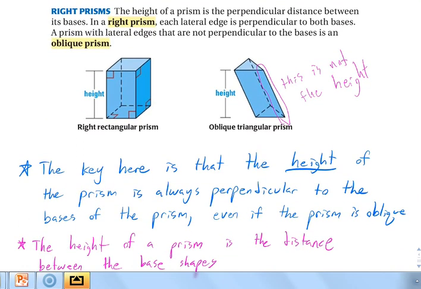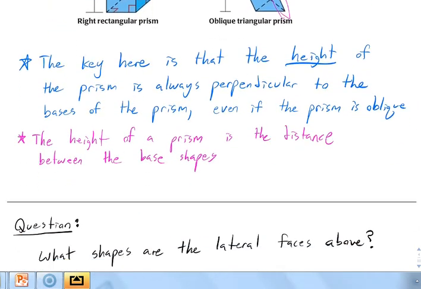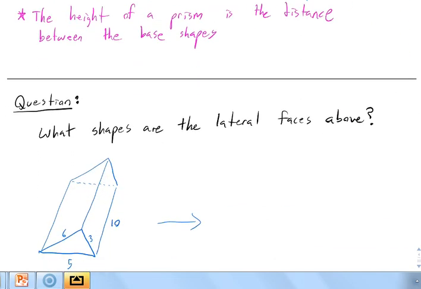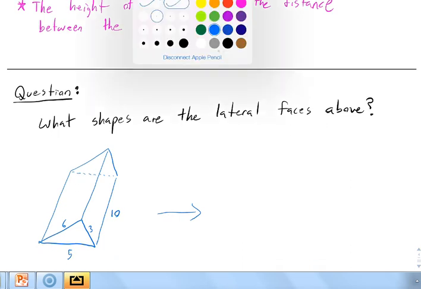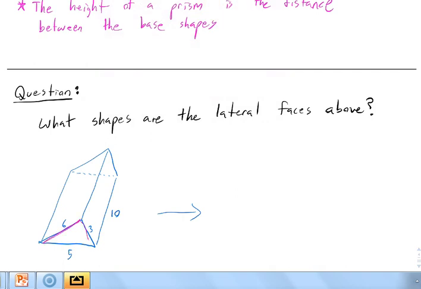Okay. All right. So now that we've got that down, let's look at what shapes are the lateral faces. If I cut up this triangular prism here, I'm going to draw this out. I'm going to cut with pink. So I'm going to cut along here and cut along here. I'm going to cut along here and cut along here. So I can flap those down.